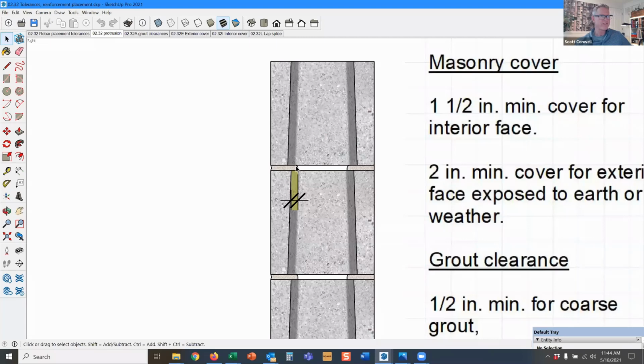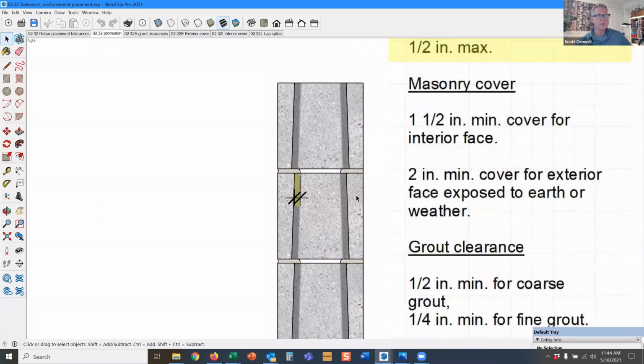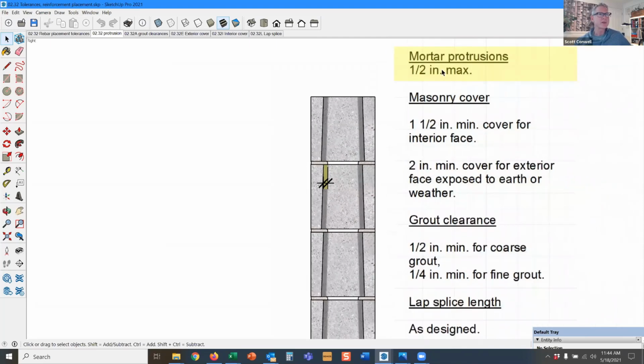So if your mortar fins are sticking out too far, you could have a problem getting the grout hung up on them. Okay. If something interferes with the grout going all the way to the bottom of where it's supposed to go, you've got a problem, right? So for that reason, the code limits us to a half inch maximum mortar protrusions. A good bricklayer is not even going to have that. He'll just take his trowel and knock those mortar fins off.